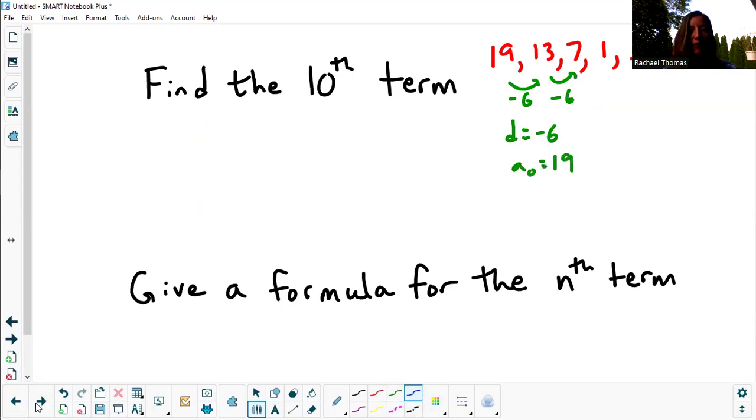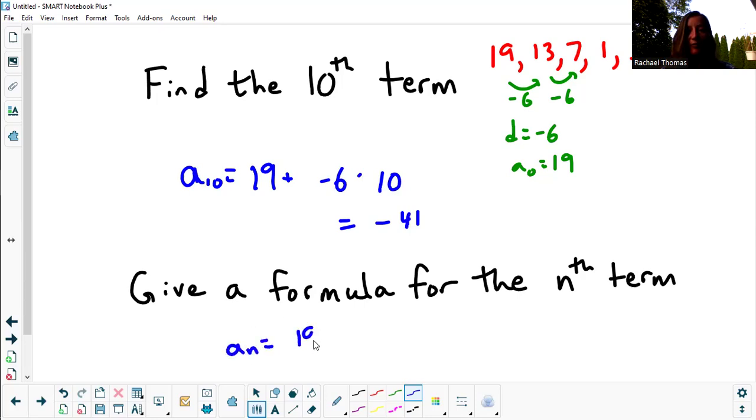The 10th term, if I go back to my formula, A sub 10, will be the first term plus -6 times 10. And as I don't have a calculator with me, it'd be -60 plus 19, -41, I want to say. You can correct me if I'm wrong. A formula for the nth term is just going to be my first term, 19, plus my common difference times n.